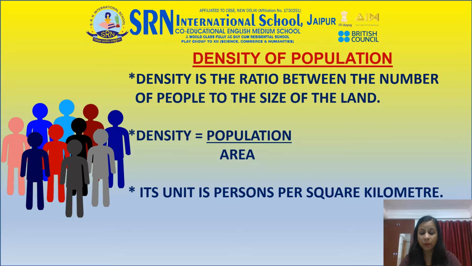Now let's talk about density of population. What is density? Density is the ratio between the number of people to the size of the land. In simpler words, if we divide the population of any place by its area, we get the density. The unit of density is persons per square kilometer.